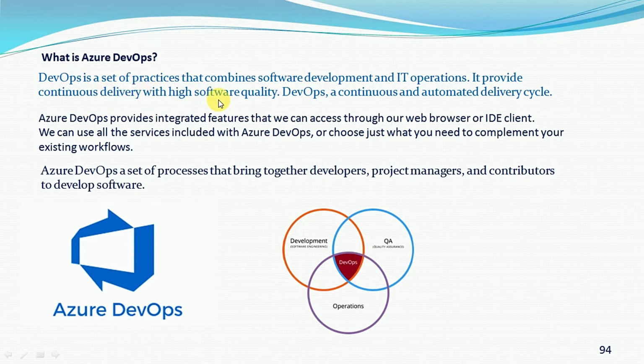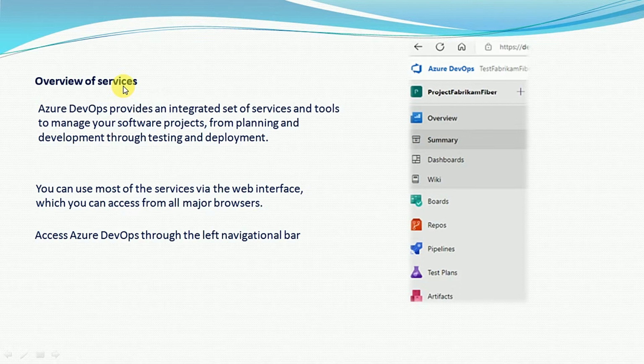So DevOps is a practice, and it is a way of continuous and automated delivery cycle for high-speed, quality software development. Azure DevOps provides integrated features that we can access through the web browser or an IDE client. Azure DevOps is a set of processes that brings together developers, project managers, and contributors to develop the software.